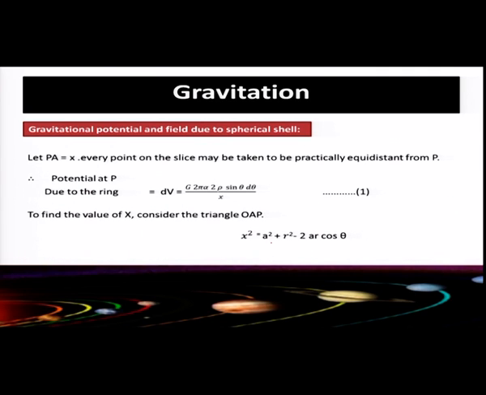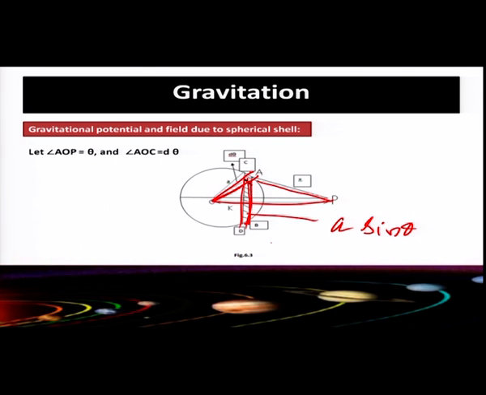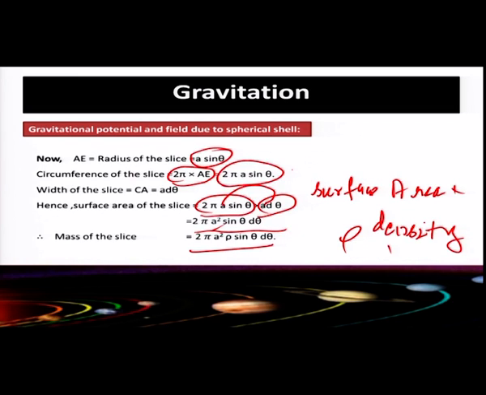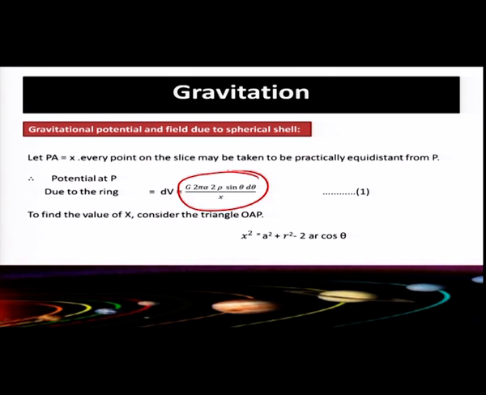Let PA be equal to x. Referring to the diagram, this is P, this is A, and this length is x. Every point on the slice is equidistant from P. Therefore, the potential at point P due to the ring is dV equal to minus G into 2 pi A squared rho sin theta d theta by x.